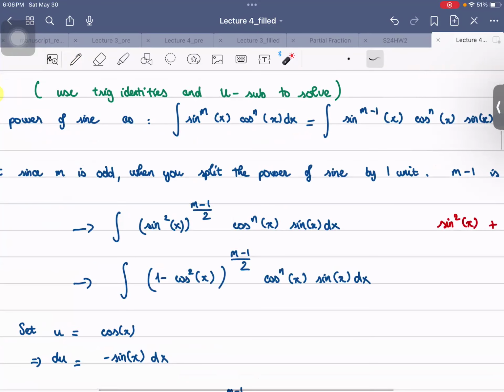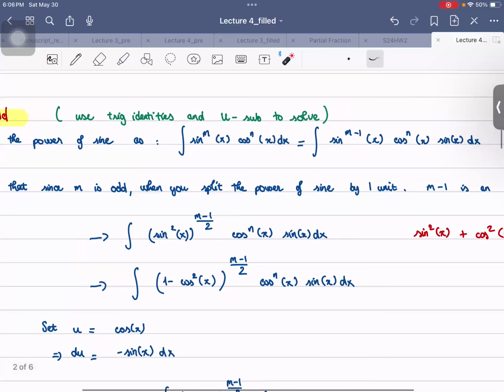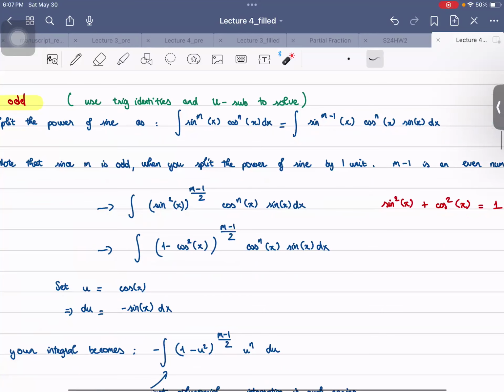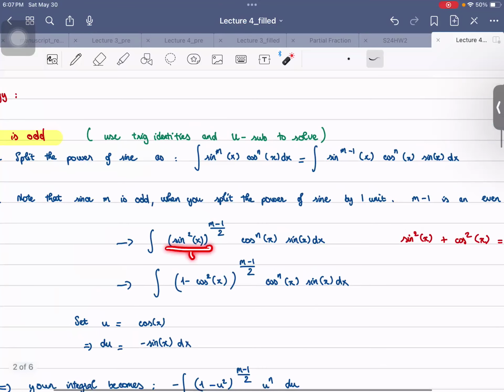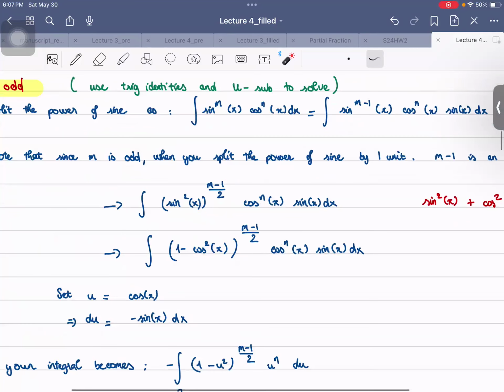Again, m minus 1 is an even number, so I can rewrite sine to the power of m minus 1 as sine squared to the power of m minus 1 divided by 2. The reason is I want to translate sine squared into cosine squared. So use the trig identity: I rewrite sine squared as 1 minus cosine squared. And now we can do the substitution method.